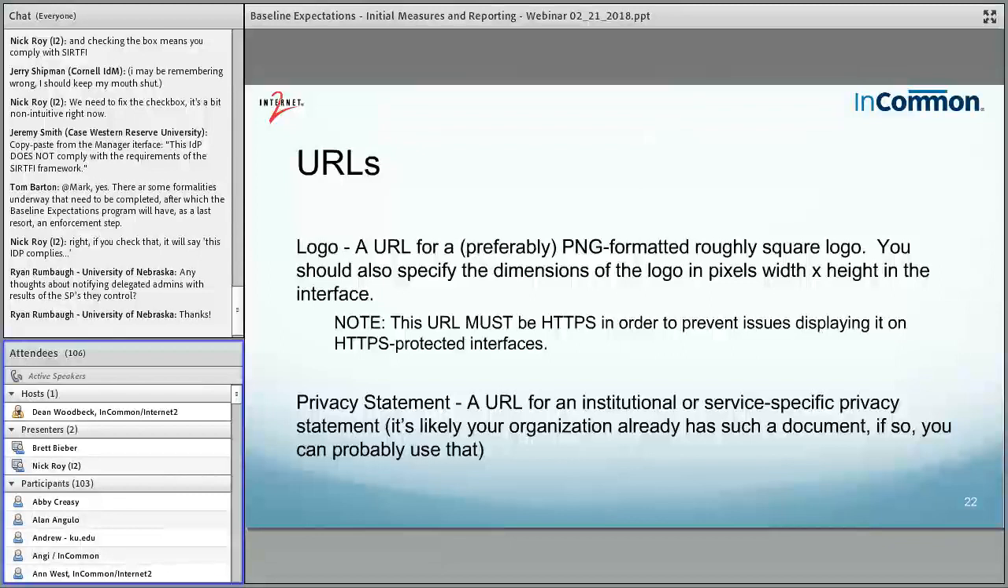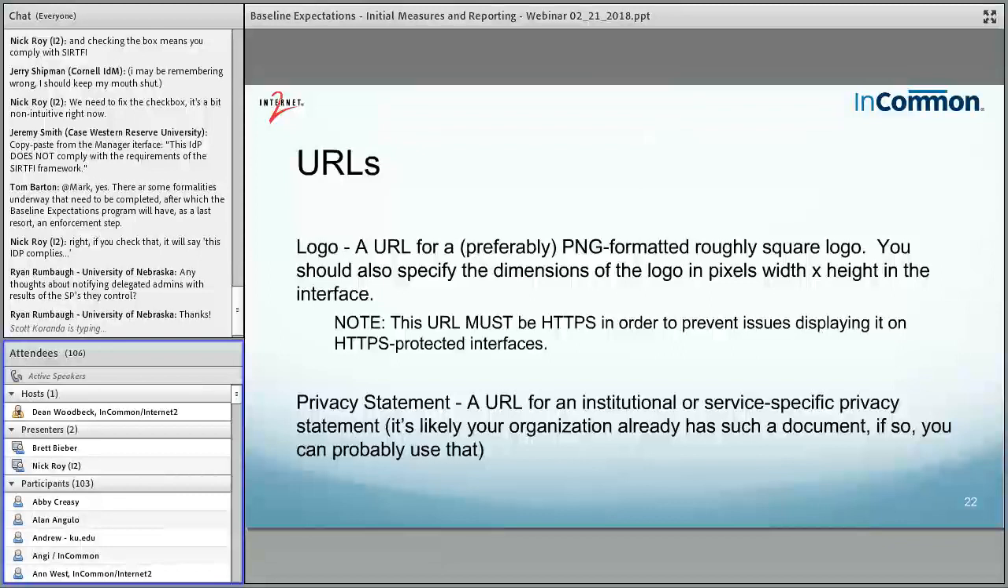And the URL is actually checked right now to make sure that it's HTTPS, to ensure that it doesn't cause warnings when it's used in a discovery interface or consent interface. So it's important that you do that.